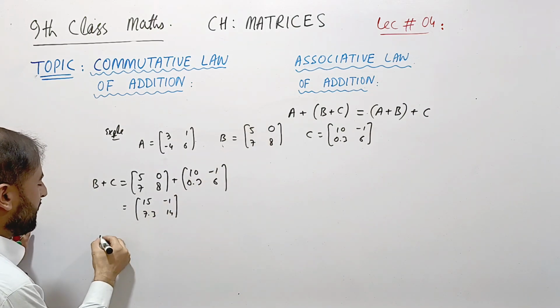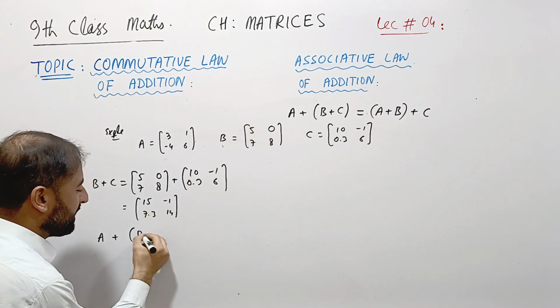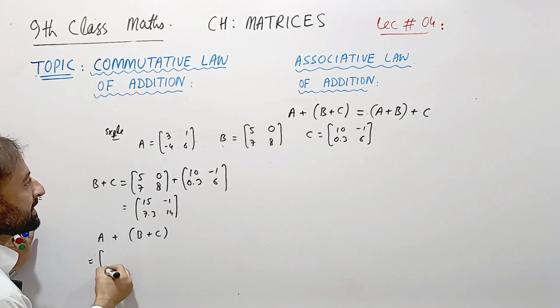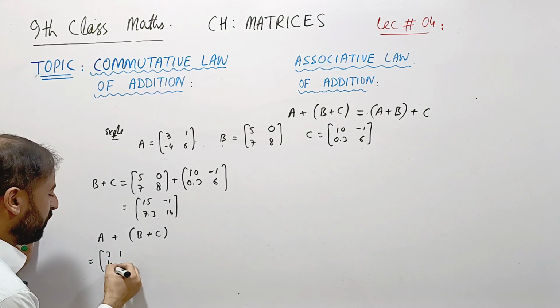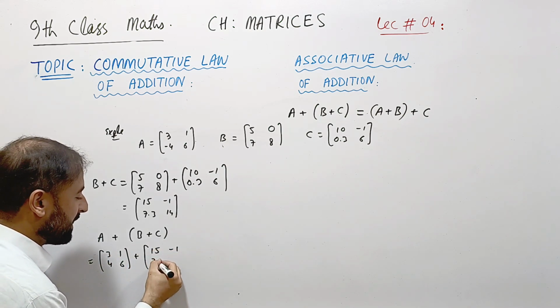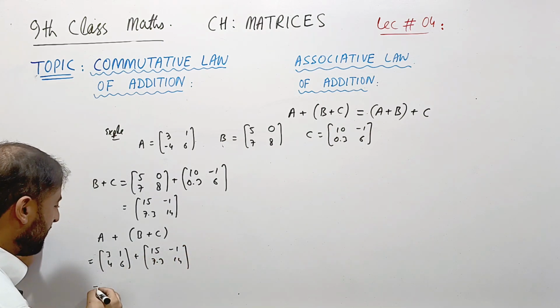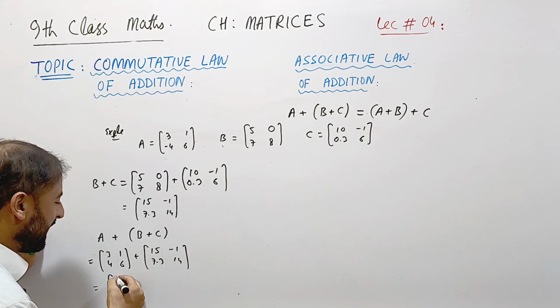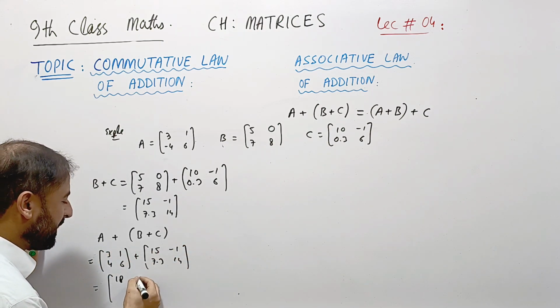Now you find A plus B plus C. Students, A is 3, 1, 4, 6. B plus C is 15, minus 1, 7.3, 14. Add them. 3 plus 15, 18. 1 plus minus 1, 0.